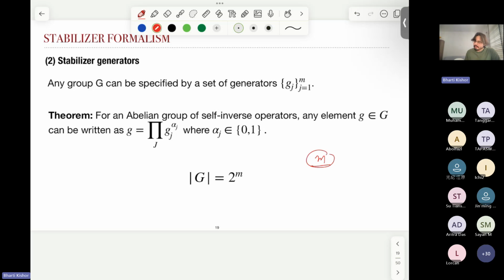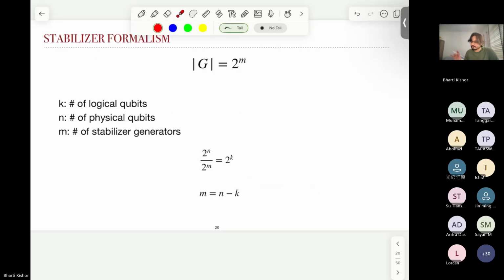In terms of these generators, you can write any element. The total possible elements correspond to the alpha_j's that we can have. So you basically convert it to counting the number of bit strings. The total number of such m-bit strings is 2 to the power m. So if you have m generators of your stabilizer group, the size of the group is 2 to the power m.